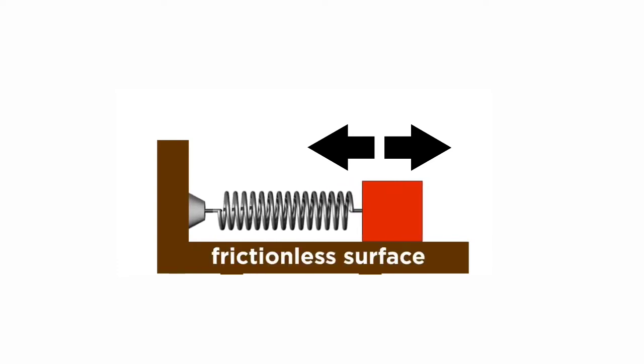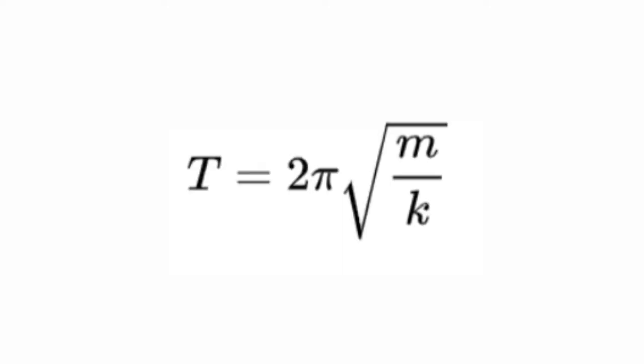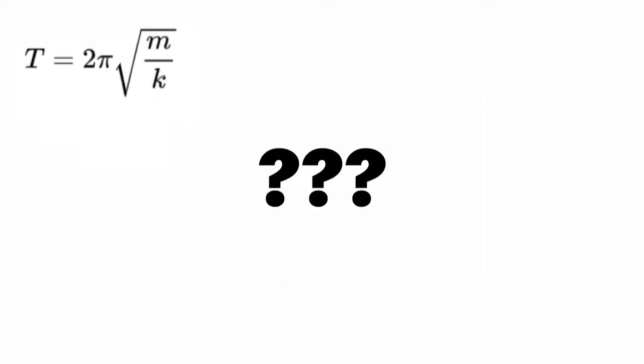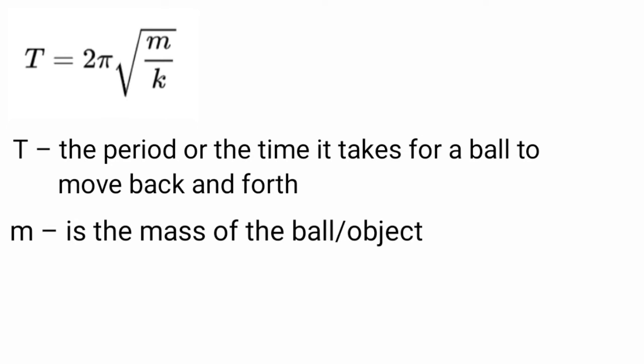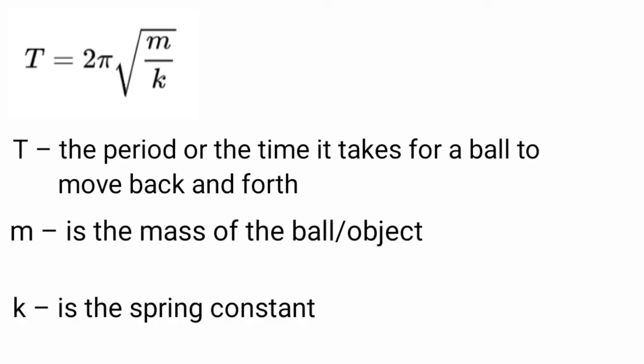In simple terms, it does not lose energy. Now, the formula for the period of time it takes for the ball to complete one period, or to move back and forth, is T equals 2 pi times the square root of m over k. But what do these letters mean? T means the period of time it takes for the ball to move back and forth. M is the mass of the ball. K is the spring constant from Hooke's law, which we will talk about later.